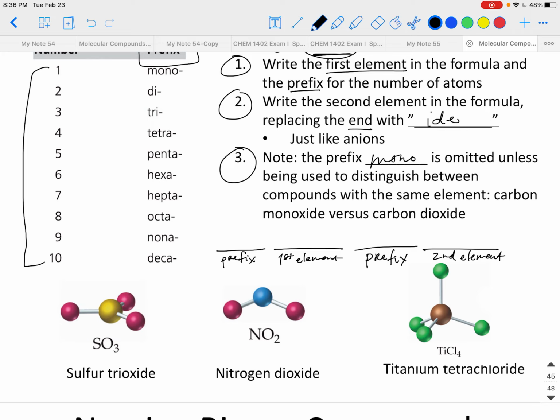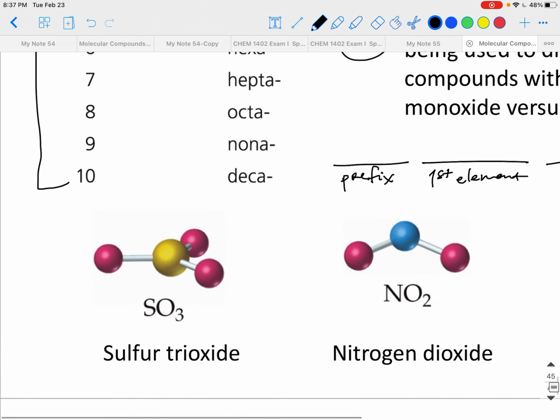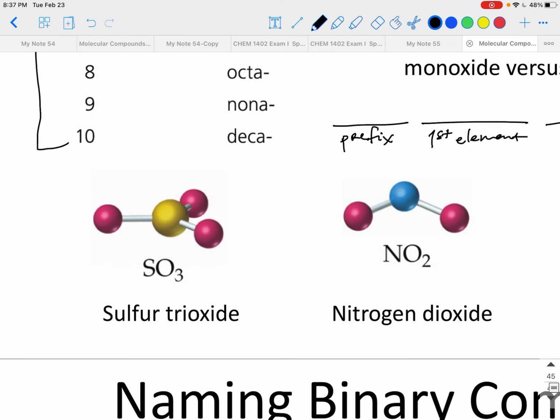So typically you don't use mono, okay? And especially if you are naming the first element, you don't use mono. An example of not using mono, right here, front and center: sulfur with 3 oxygens. You only have 1 sulfur. We are not going to say monosulfur trioxide. We're just going to say sulfur, so omit the mono. And then the tri here is the prefix.